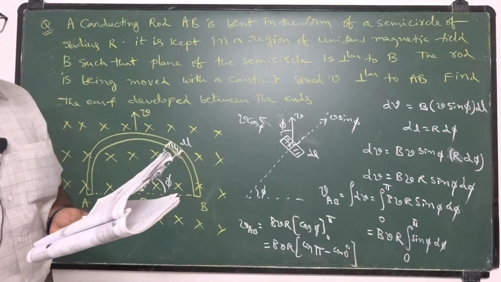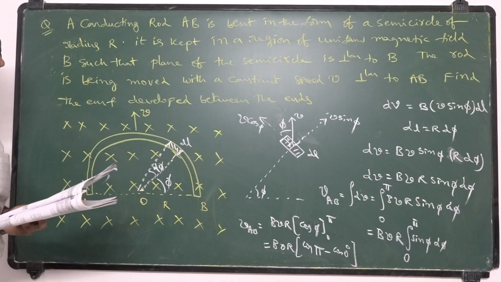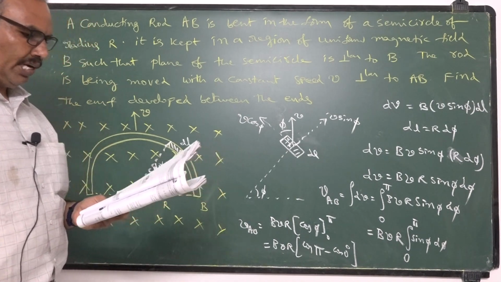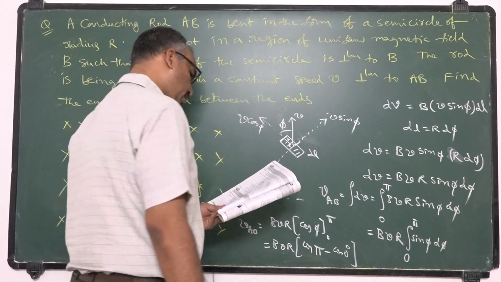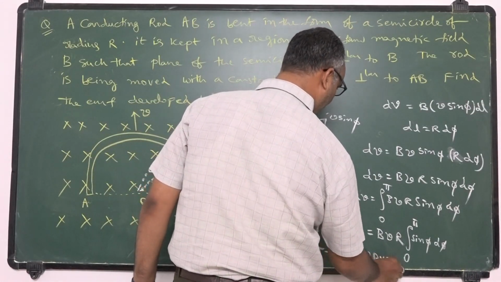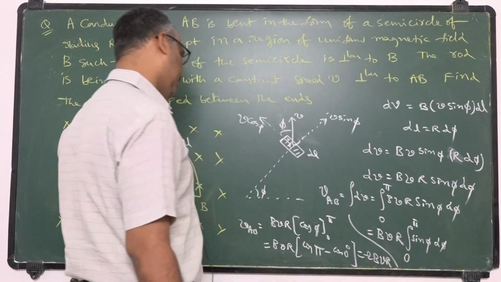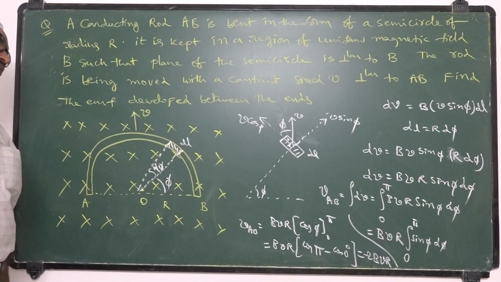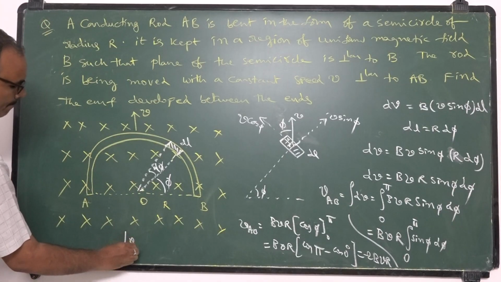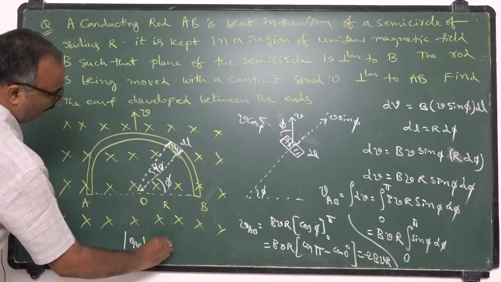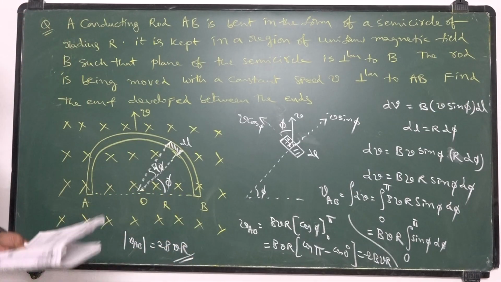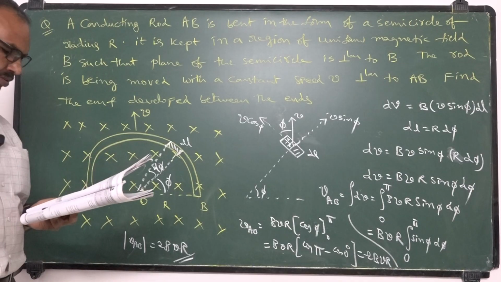So cos 180 is minus 1, cos 0 is 1, so you will get minus 2 B v R. Here minus indicates the direction. So the answer is the magnitude of V_AB is 2BvR. The potential difference between the two ends A and B is given by 2BvR. Very simple question.